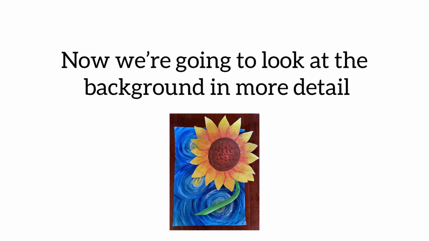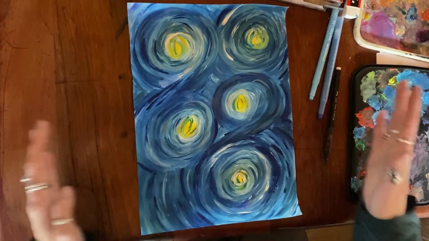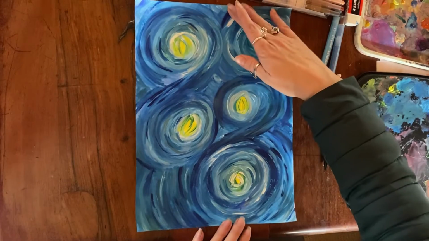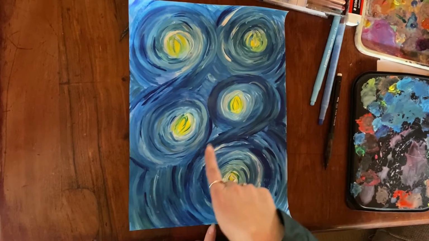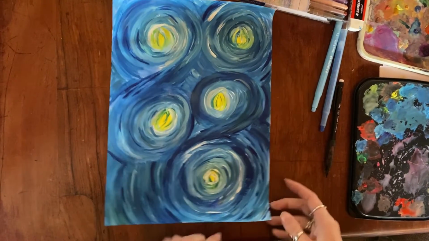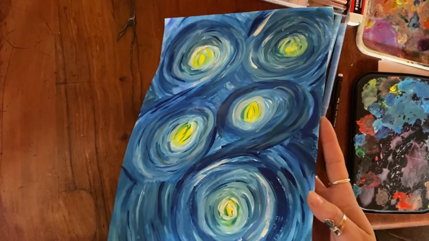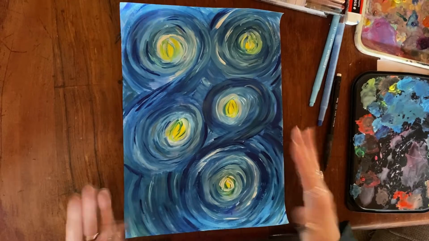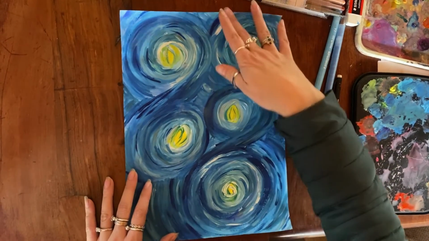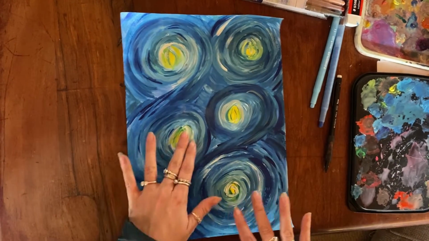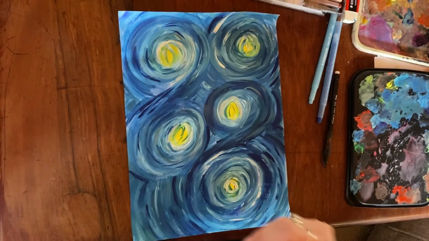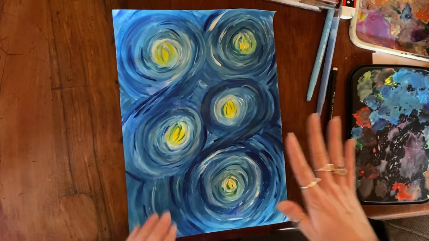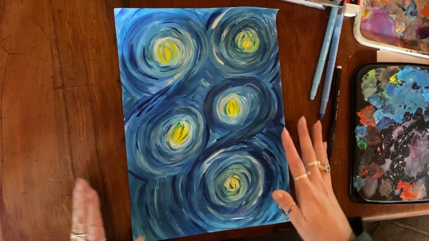Now we're going to look at the background in more detail. This is our Starry Night inspired background. As you can see, I have done lots of different blues, lots of beautiful different brush strokes in there. I just love the tones from this, all the shades and the tints, the dark blues, the light blues, and the contrast between the yellows and the blues. So this is what I would like you to do today. If you have paint, wonderful, try your best.